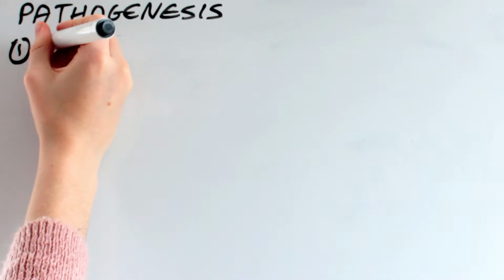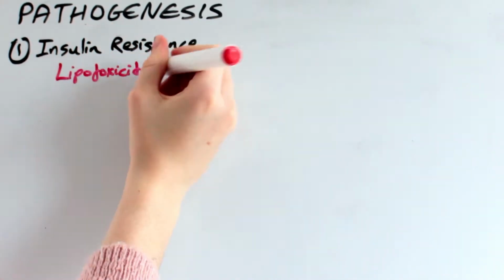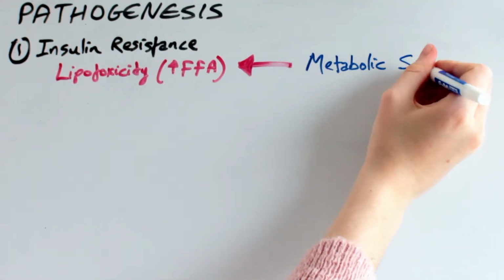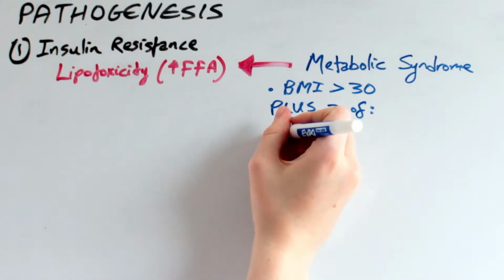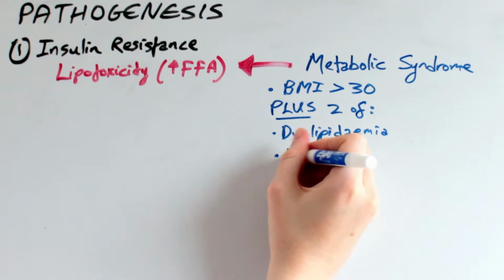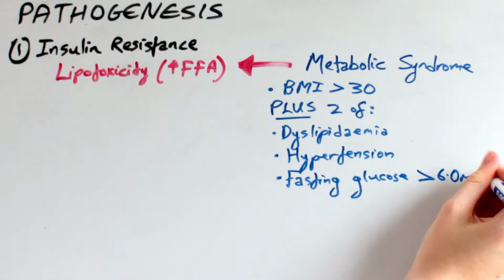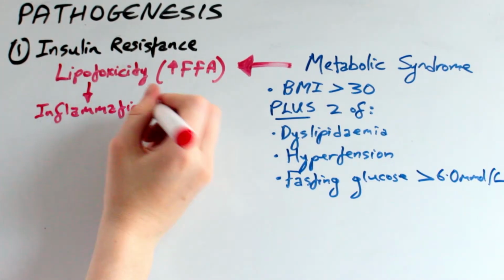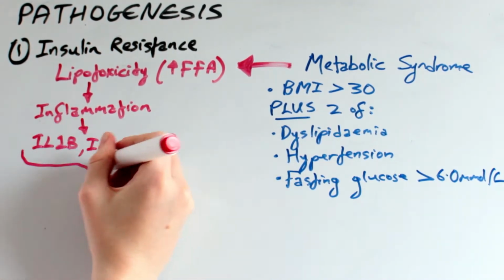So let's look at the pathogenesis of type II. The first step is insulin resistance, which occurs due to lipotoxicity when there are more free fatty acids. A major contributing factor to this is the metabolic syndrome, which consists of BMI higher than 30 plus 2 of the following: dyslipidemia, hypertension, and fasting glucose higher than 6.0 millimoles per litre. Lipotoxicity leads to inflammation with the release of cytokines interleukin 1b, interleukin 6, and TNF.